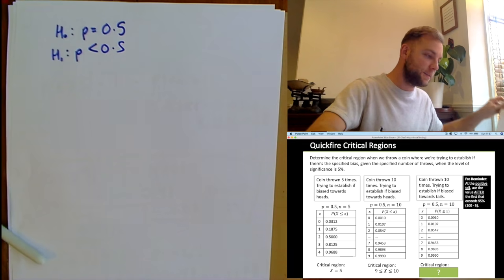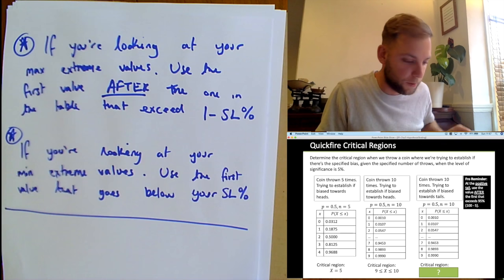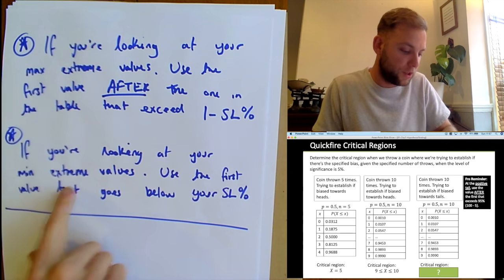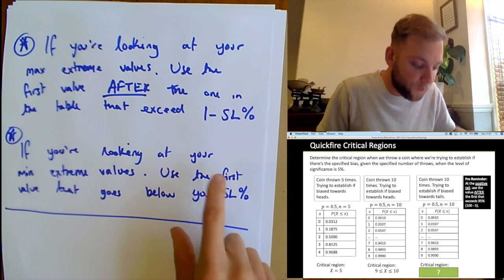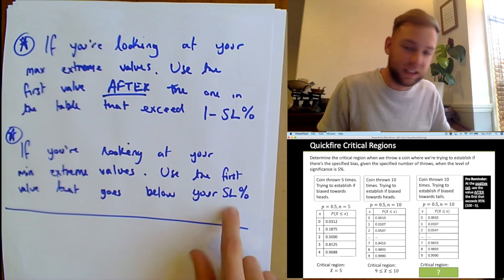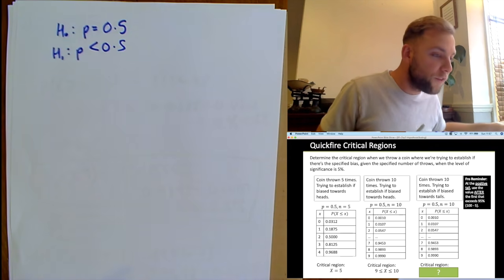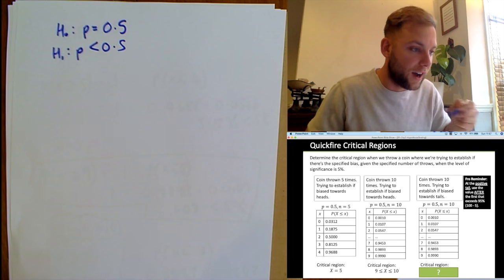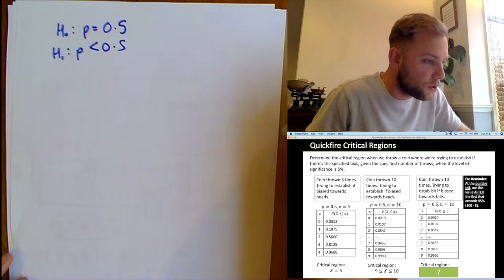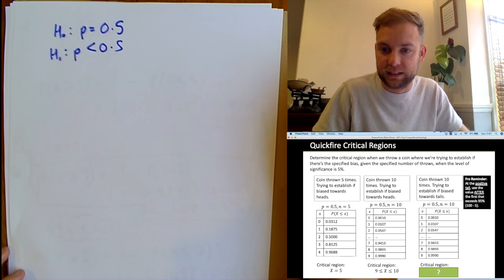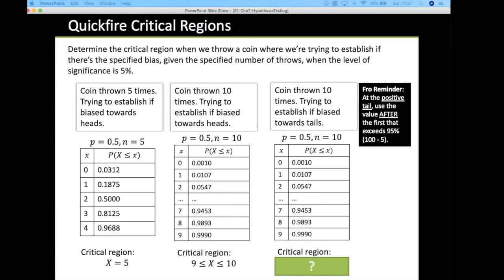And if I go back to this part here, this is the most important part. If you're looking at the minimum extreme values, use the first value that goes below your significance level. So what's the first value that goes below 5%? My first value that goes below 5%, I'll make it big so you can see it, in this case is equal to this one here. That's above 5%. So my extreme values are anything which are 1 and below.